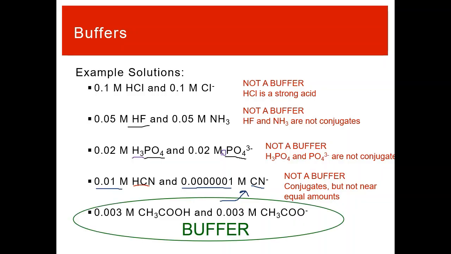So finally, this is a buffer. So in order to make a buffer, you have the conjugate pair. So you can see we have our acid, it's acetic acid, and then we have the conjugate, the acetate, and then importantly, we can see 0.003, 0.003. They're not high, but importantly, they are very similar. These are near identical, meaning that this solution is a buffer.